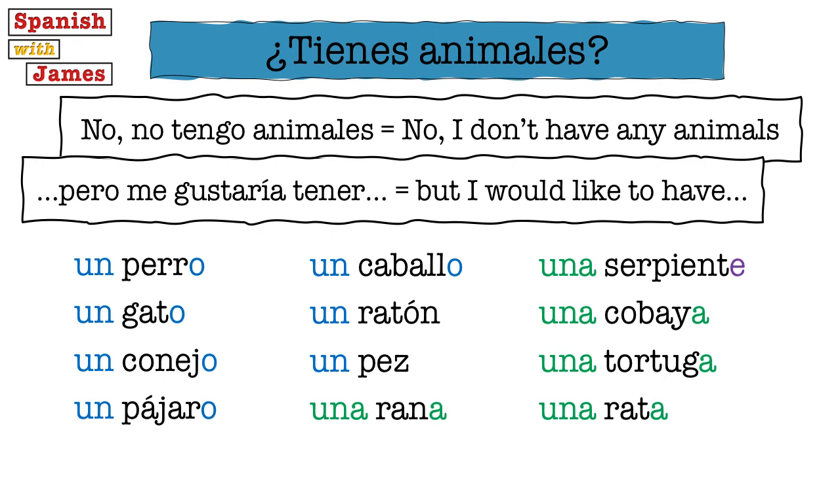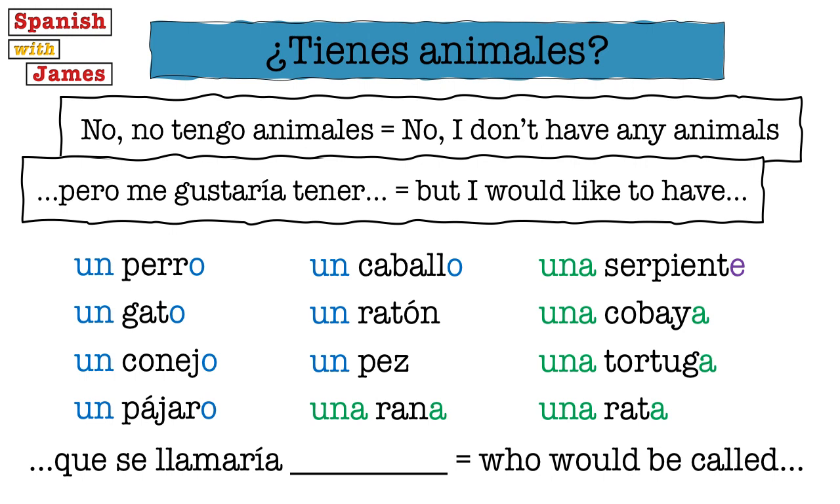And to make this even more interesting, we could then say, no, no tengo animales, pero me gustaría tener una serpiente que se llamaría David. I don't have any animals, but I would like to have a snake who would be called David.